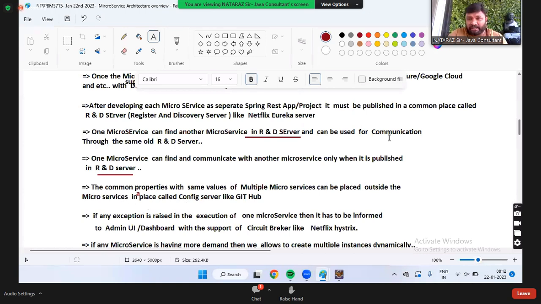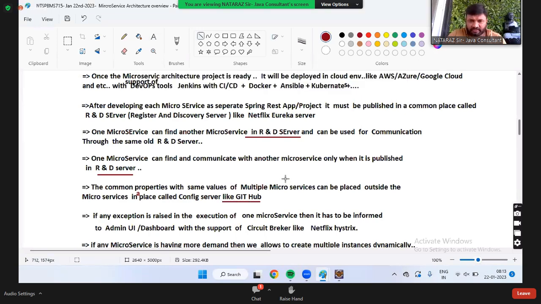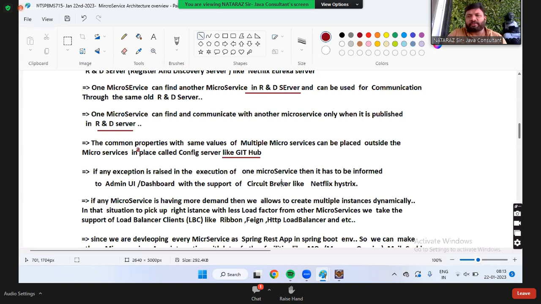Understanding my statement, guys? Okay, guys. In a place called the config server. What is there? GitHub. Just now we learned all these things. I'm just giving the confirmation statement. If any exception arises in the execution of one microservice, it has to be informed to the admin UI dashboard with the support of a circuit breaker like Netflix Hystrix.